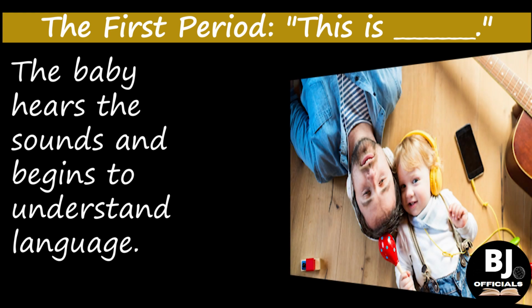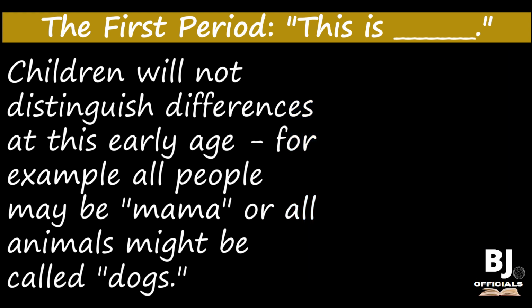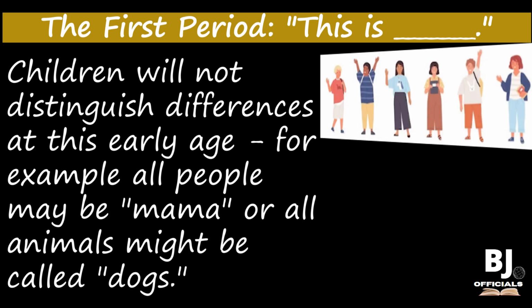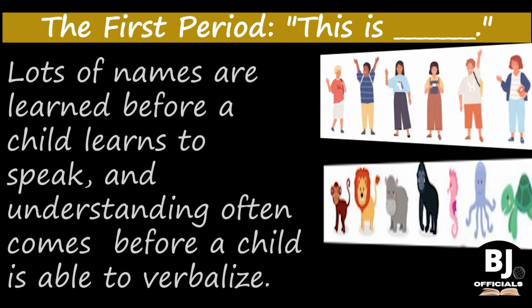The baby hears the sounds and begins to understand language. Children will not distinguish differences at this early age. For example, all people may be mama or all animals might be called dogs. Lots of names are learned before a child learns to speak, and understanding often comes before a child is able to verbalize.